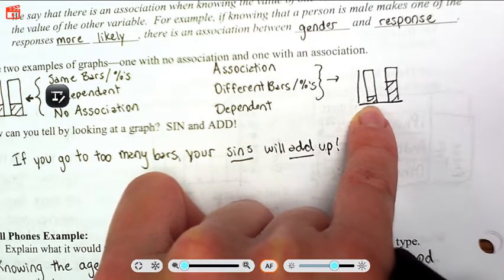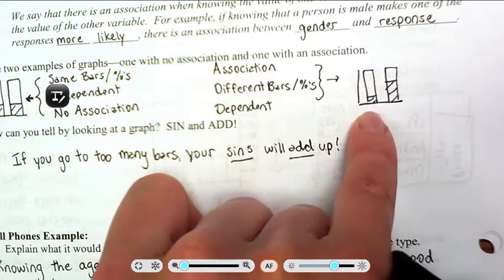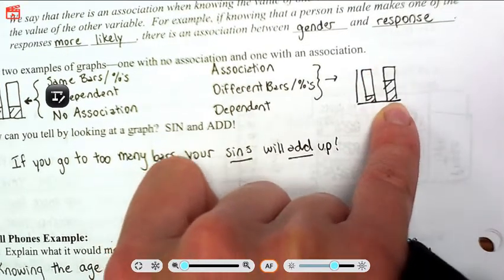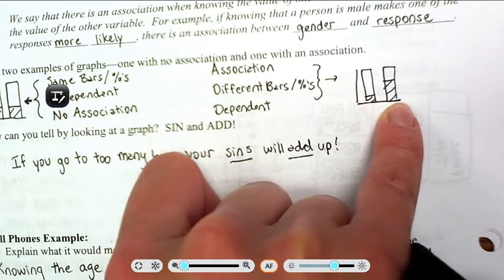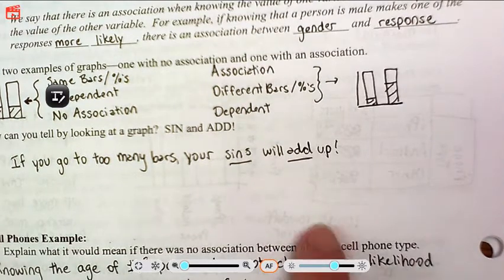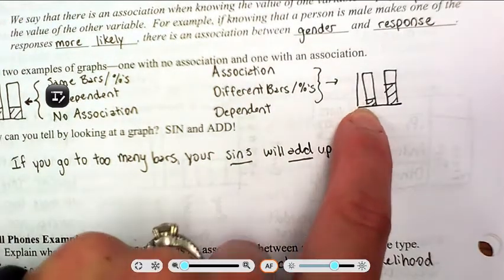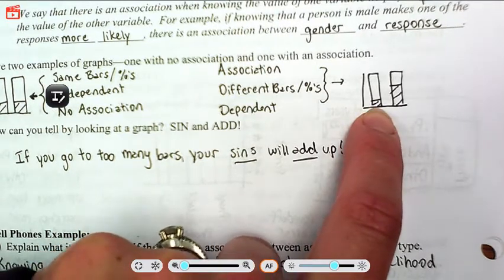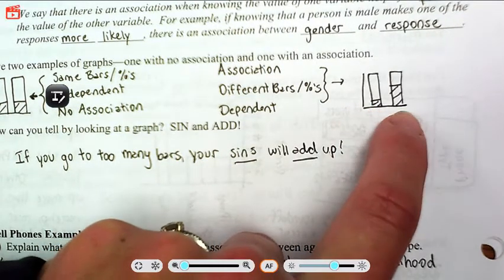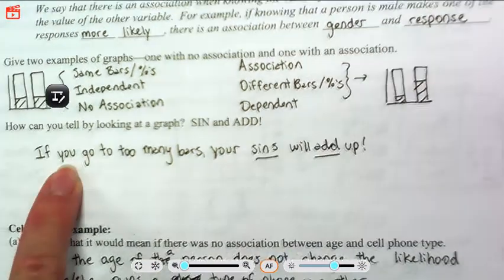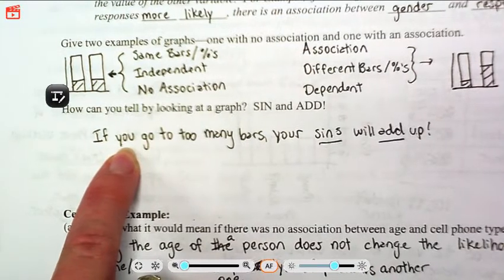So let's say that this is male's likelihood to invest. They aren't big investors. Let's say this is female's likelihood to invest. They are big investors, or switch it around. Females, males, either way. And so we could say that there is an association between gender and the likelihood of investment, because if we know that a person is this gender, we know that they're less likely to invest. We know that if they're that gender, they're more likely to invest. Okay? How can you tell by looking at a graph?